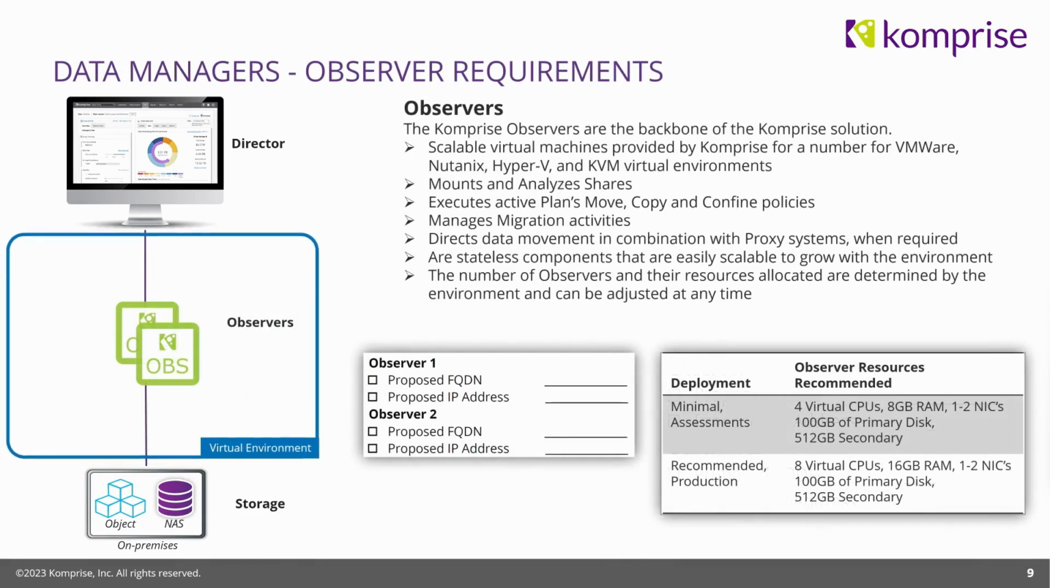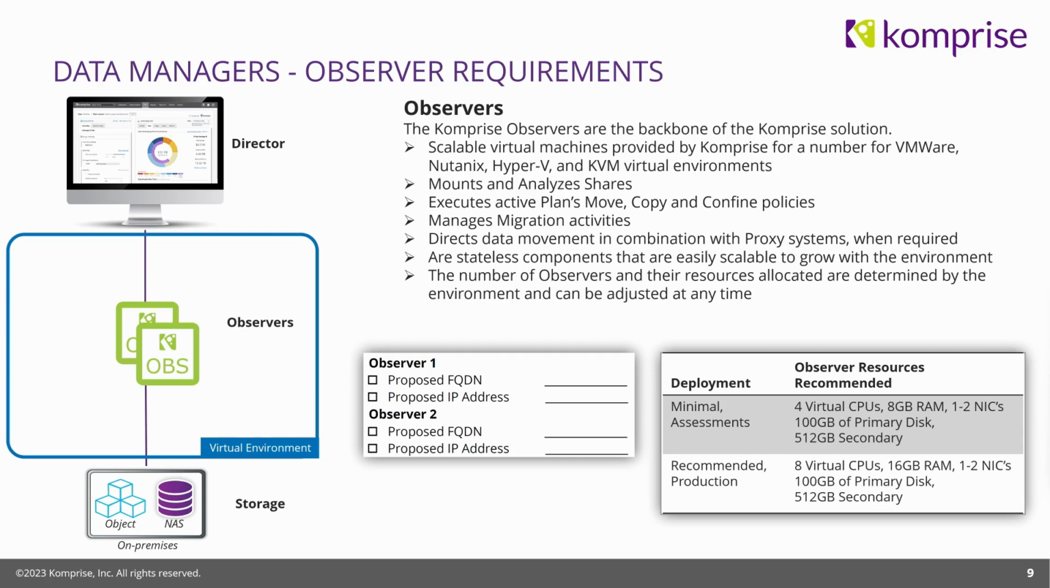The observers are the brains of the operation and handle most of the work. These are virtual appliances that Komprise provides in the form of OVA files for VMware, as well as the necessary files for Nutanix, Hyper-V, or KVM environments. They're easy to deploy and can be positioned to optimize performance and cost. The standard observer resource template includes 8 CPU cores, 16 gigs of memory, and 1 or 2 NICs. A second NIC may be required if there's a separate private network for storage, distinct from the public network where the observer normally communicates with the director.